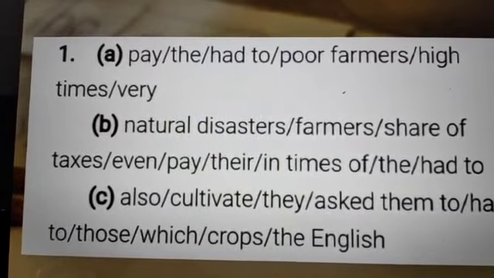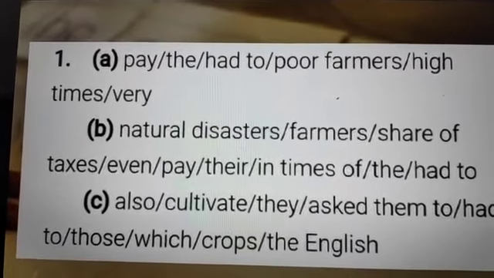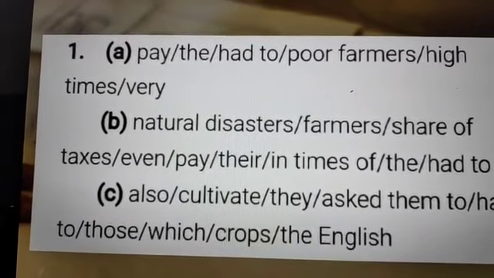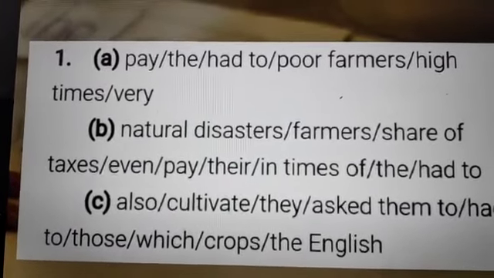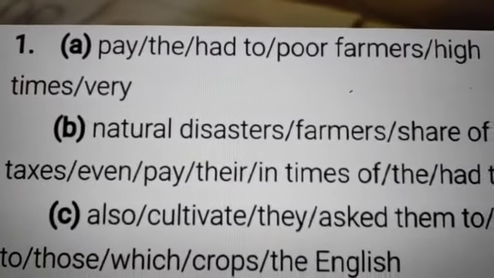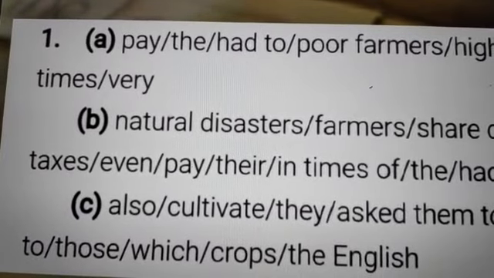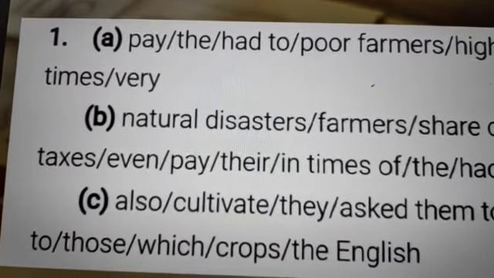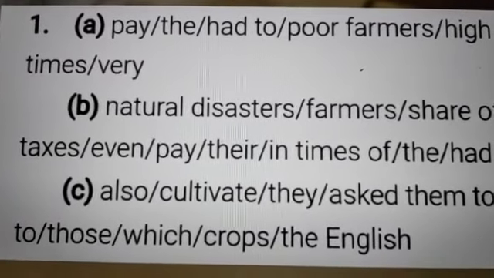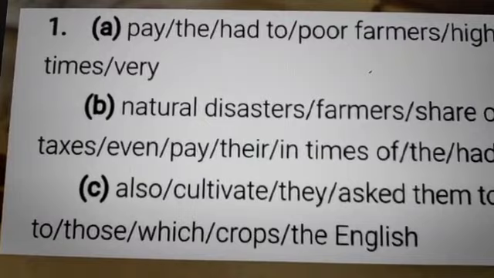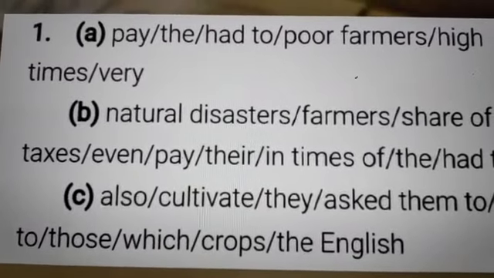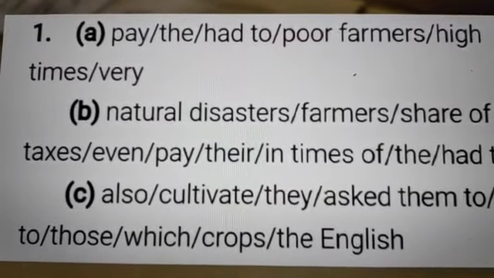So now let's have a look. It is affirmative. So first we have to find out the subject, then the helping verb, then the verb, and then the object. So now let's see what would be the correct order. Let me tell you one thing, there is an error in this sentence. In place of times there would be taxes. It's a printing error. So the correct order would be: poor farmers had to pay very high taxes.